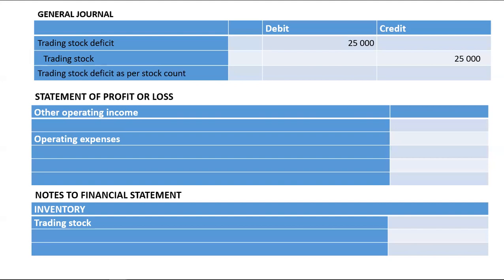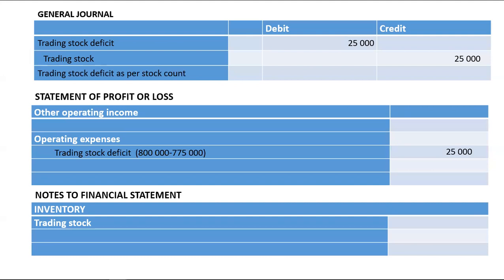Trading stock deficit, as we have said, it's an expense. Obviously, it will go to statement of profit or loss. We are going to record it under operating expenses. Please show workings in brackets. And I will explain this later on.